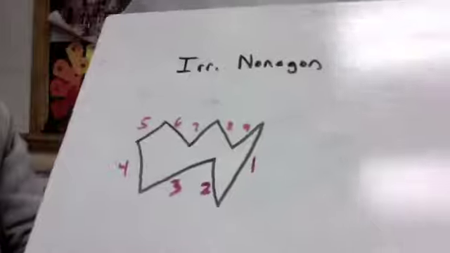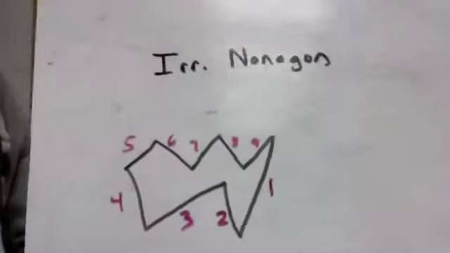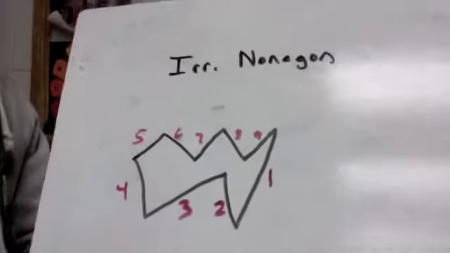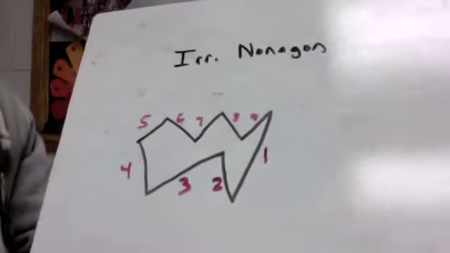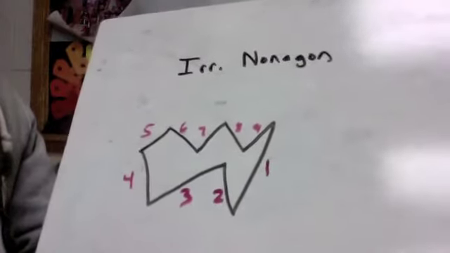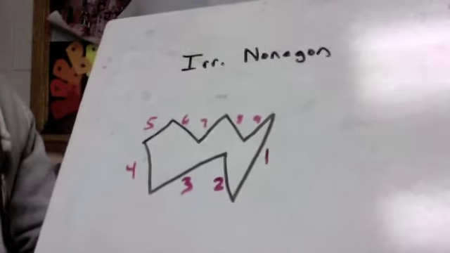This irregular nonagon was actually probably a lot easier for me to draw than a regular one. I'm not even sure if I could draw a regular one. That would be pretty tough. I would really have to think about that one. But an irregular one's easy. You can just make lines until you get up to 9 and then close it off.